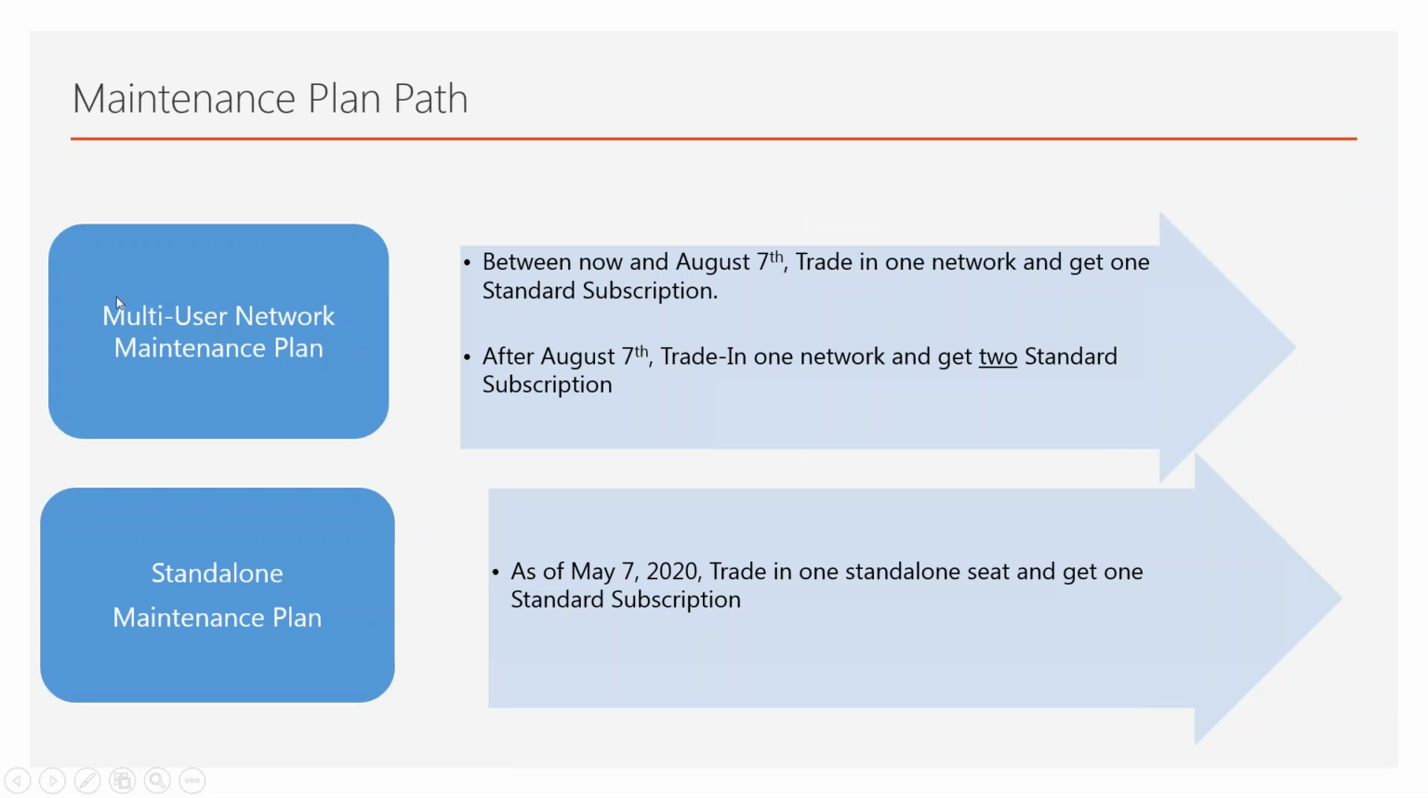So this next screen is just talking about the multi-users and just showing you what the offers are, or the dates about the trade-in and what you would get if you have a multi-user network license. Between now and August 7th, you can trade it in, but you only get one for one. If you have a network license and it's after August 7th, you trade it in and you get 2 for 1. And then the standalone maintenance is just a trade-in and you get 1 for 1.